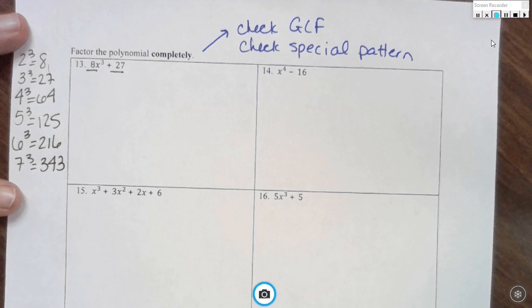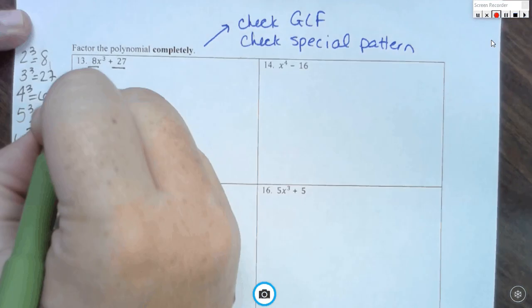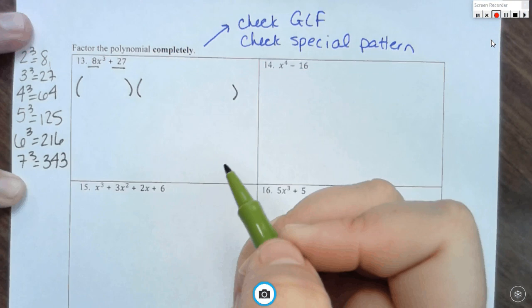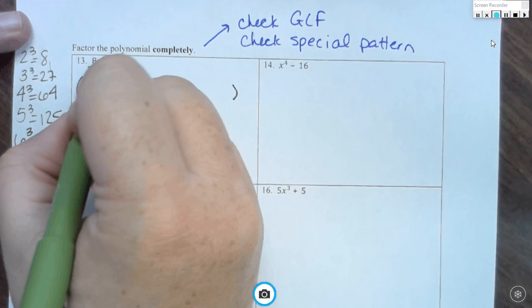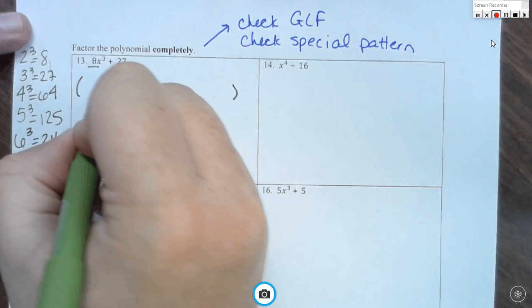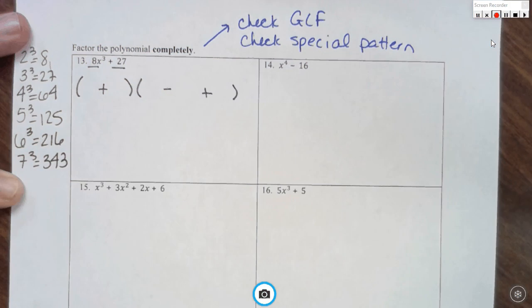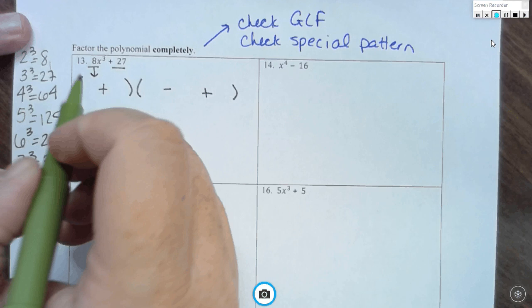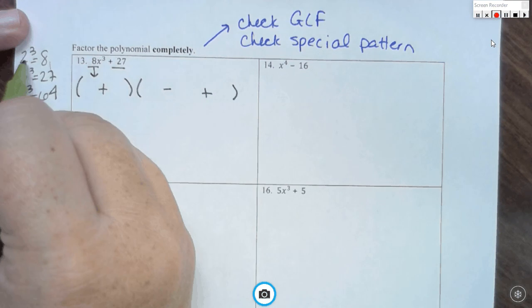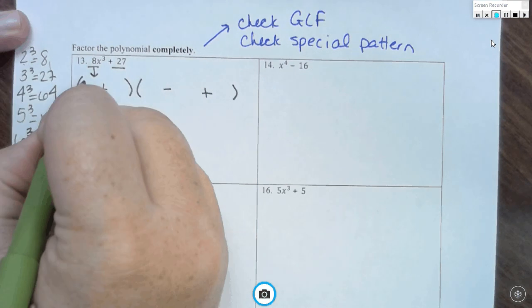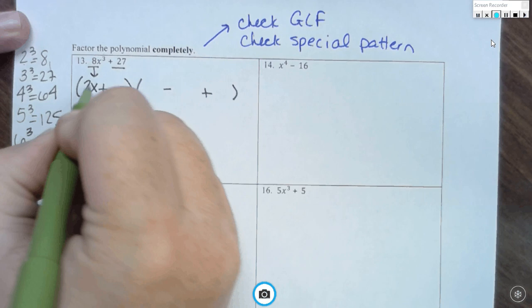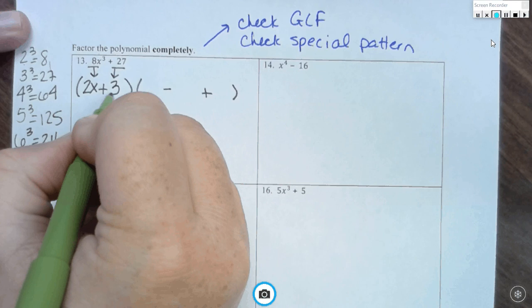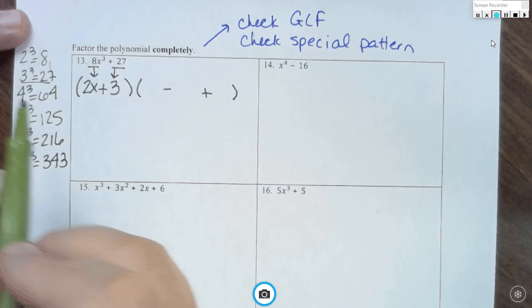So this is where we need to set up. We're going to do a little parenthesis and then a big parenthesis. And we're going to do our signs first. Our signs are going to be same, change, plus. And then we set up what times itself three times gives me 8x cubed. Well, 2 times 2 times 2 gives me 8, so it's 2x. And what times itself three times gives you 27? That would be 3, again referencing my list here on the left.